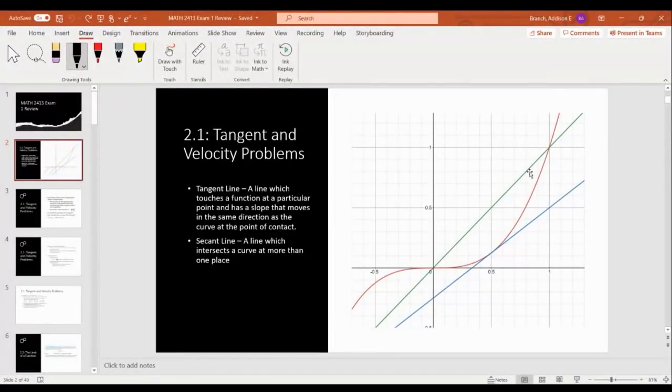So in this example up here, we have a general function in red. And if we look, we have our blue line right here. That's going to be our tangent line. We can see it only touches in one point, and we can see how, when you get really close to that point it touches, it kind of moves in that same direction. Whereas we have our secant line in green, which is touching at more than one point.